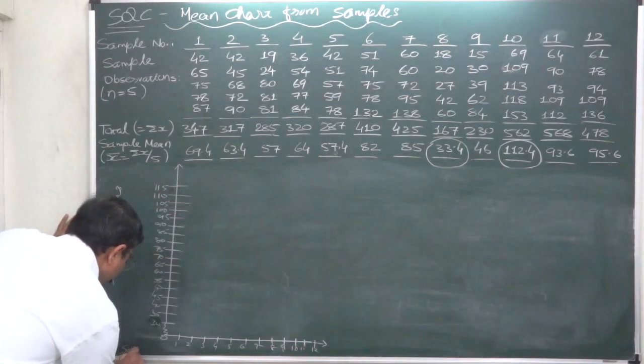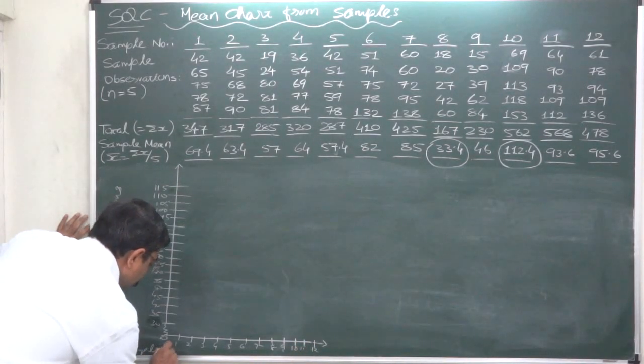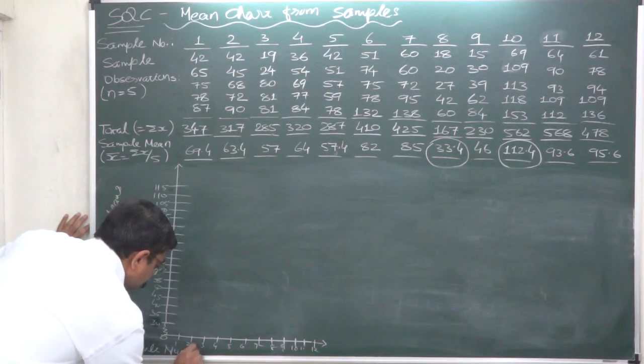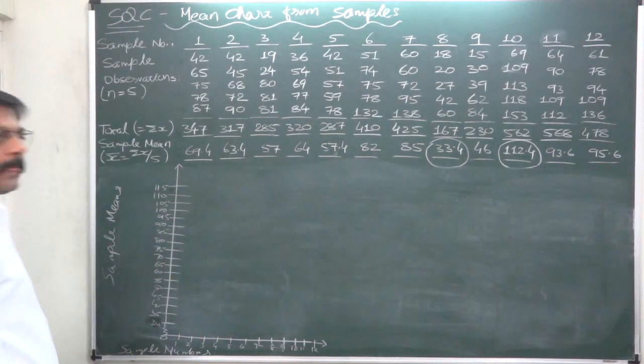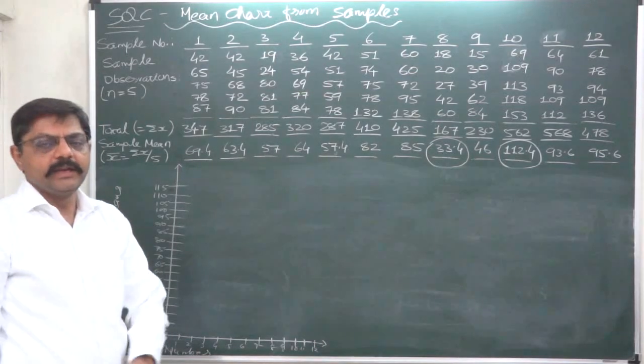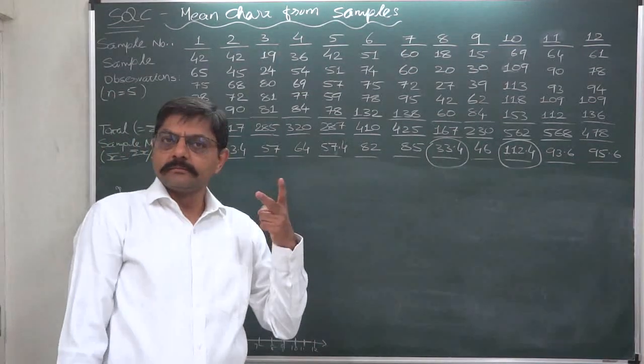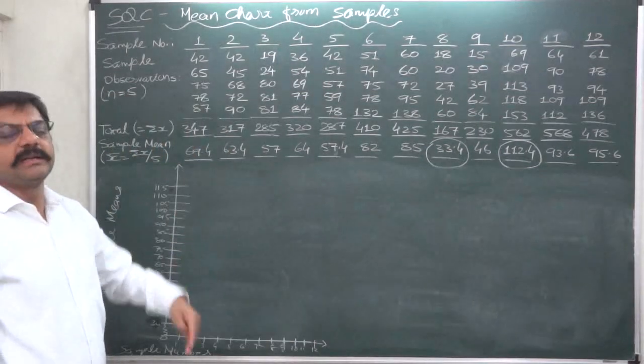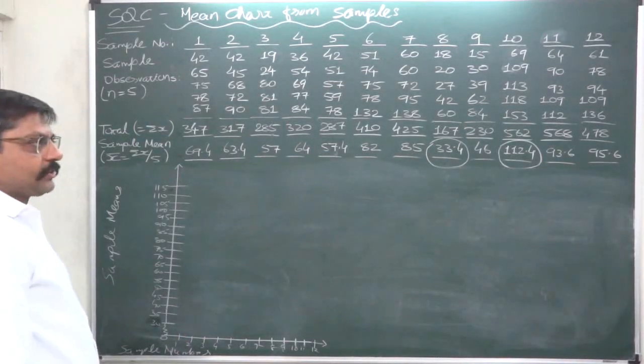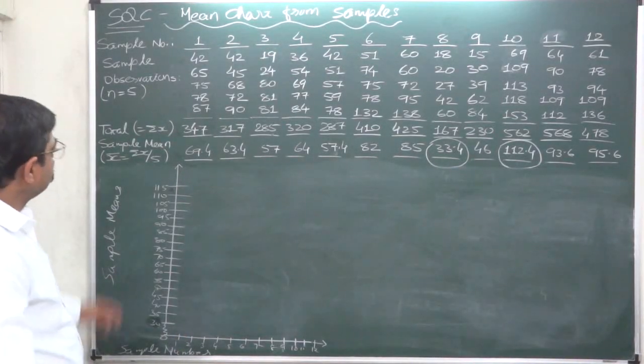These are sample numbers. Okay, very easy. First of all, we need to draw the 3 lines: upper control limit, central line and lower control limit. First of all, central line, and what is the grand mean?